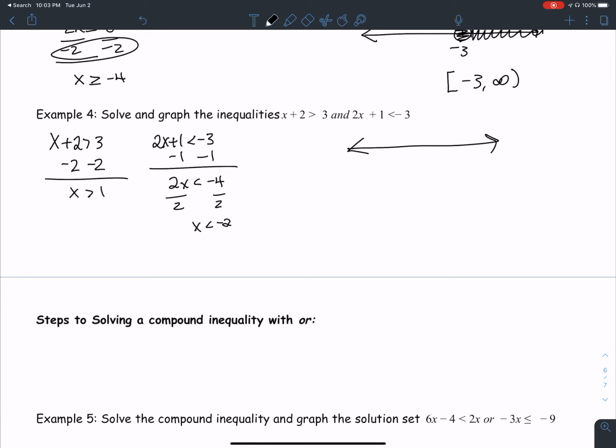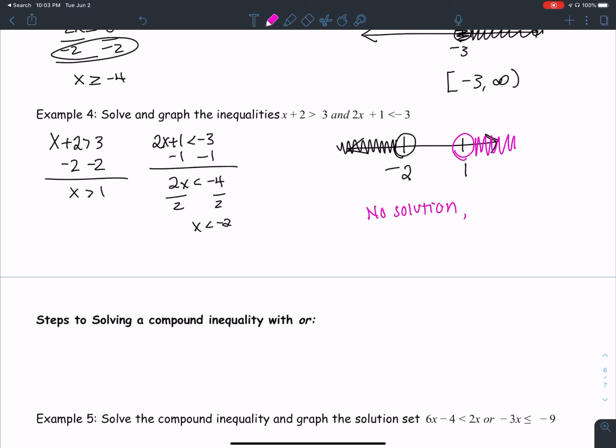So here we go. Let's do this. I've got -2 and I've got 1. So I've got x is less than -2 and x is greater than 1. I want to take what's in common. Well, there's nothing overlapping. So therefore, there is no solution.